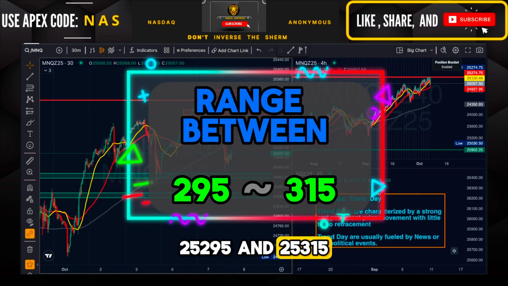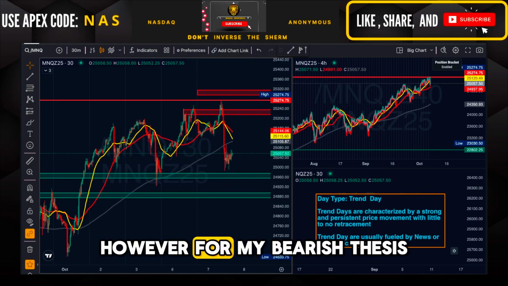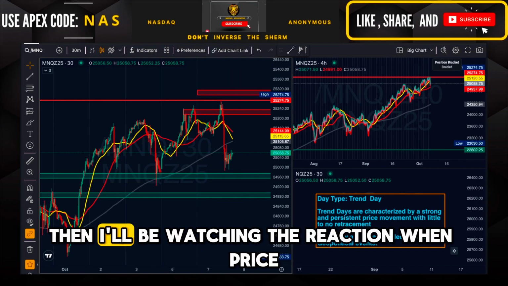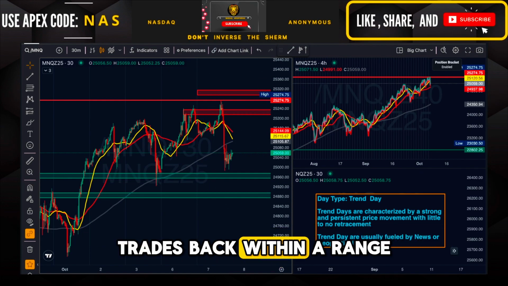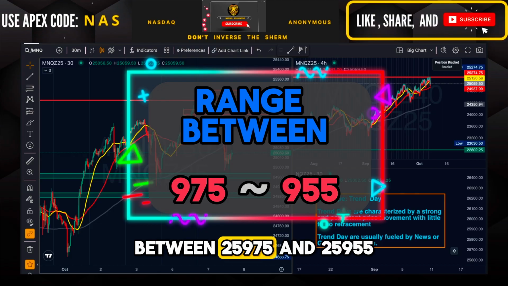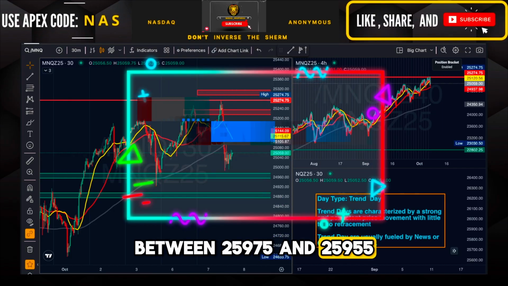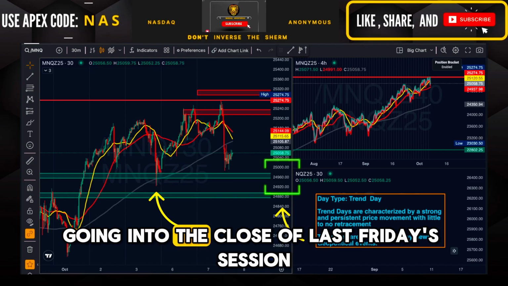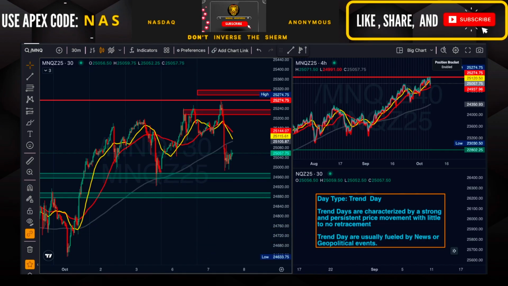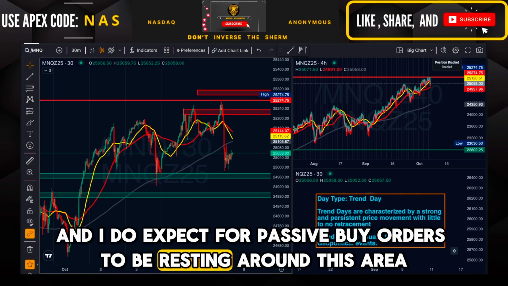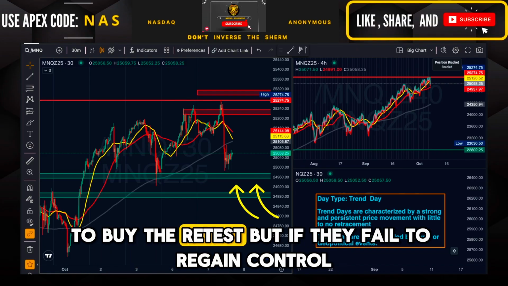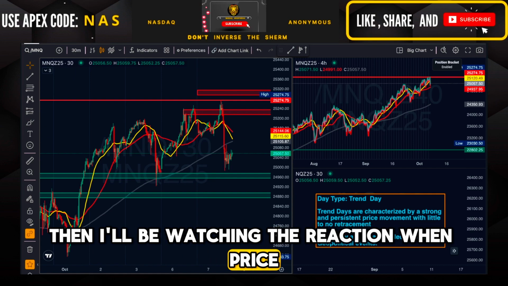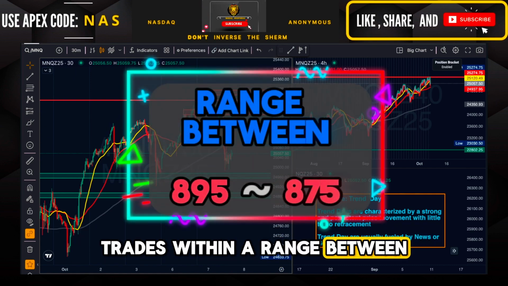295 and 315. However, for my bearish thesis, if the bears can maintain their control overnight, then I'll be watching the reaction when price trades back within a range between 975 and 955. Because this is the range where the bulls broke structure to the upside going into the close of last Friday's session. And I do expect for passive buy orders to be resting around this area to buy the retest.